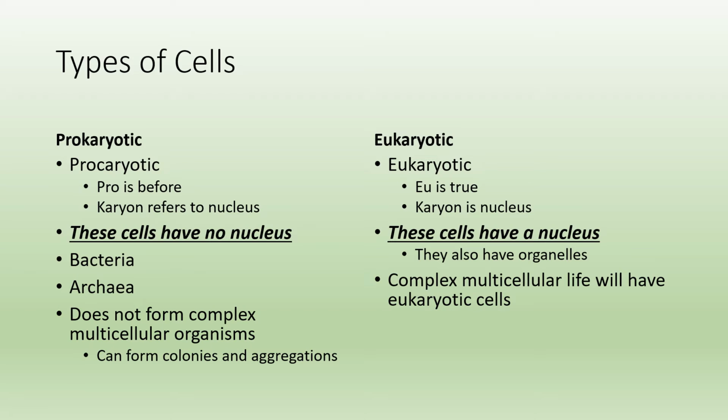Biologists divide cells into two major categories based on internal structures. We divide them into prokaryotic and eukaryotic cells. Prokaryotic cells tend to be much smaller than eukaryotic cells. The word prokaryotic, the pro portion of the word means before, the karyon portion refers to the nucleus. So it's before the nucleus. Prokaryotic cells do not have a nucleus.